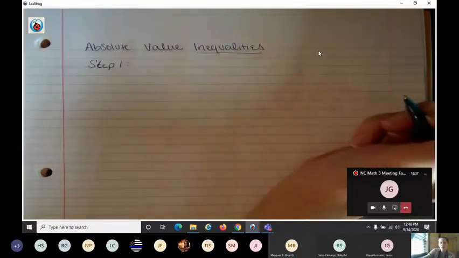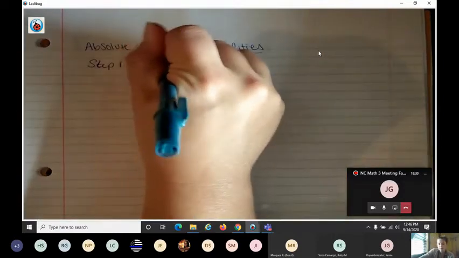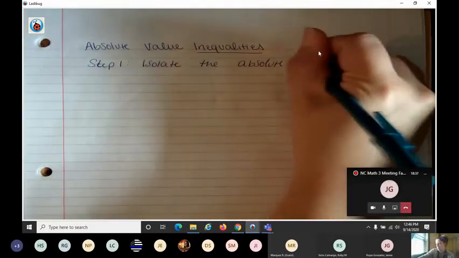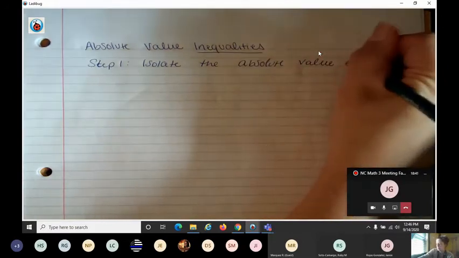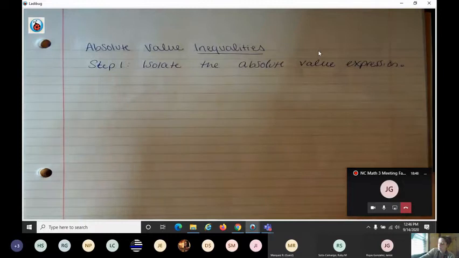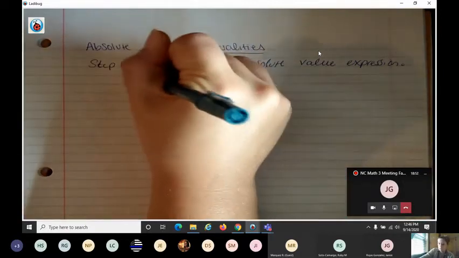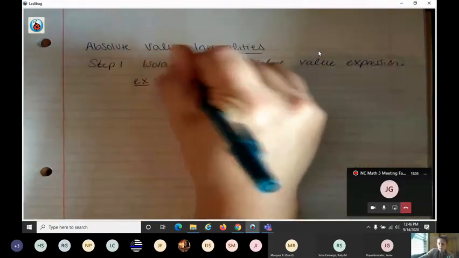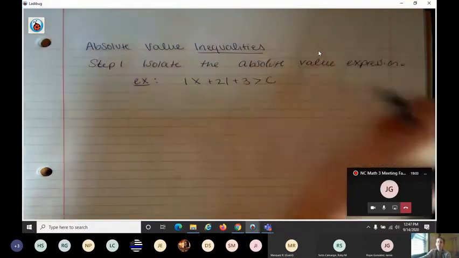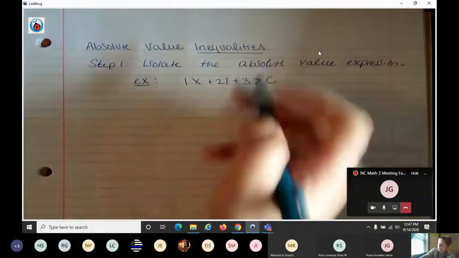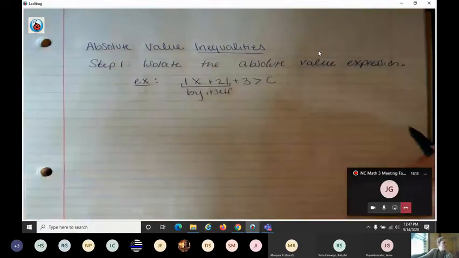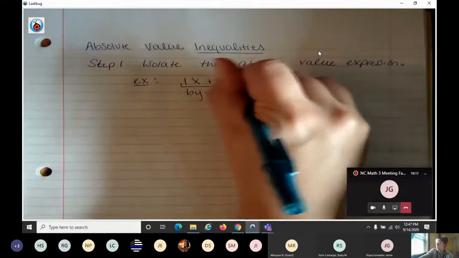All right, so step one, when we're solving absolute value inequalities, is to isolate the absolute value expression. Okay, so you may be wondering exactly what this means. This means that we are taking an absolute value expression or an inequality that maybe looks like this, and we want to get this part by itself. So this needs to be by itself. Okay, in order to get that by itself, we need to subtract 3 from both sides.